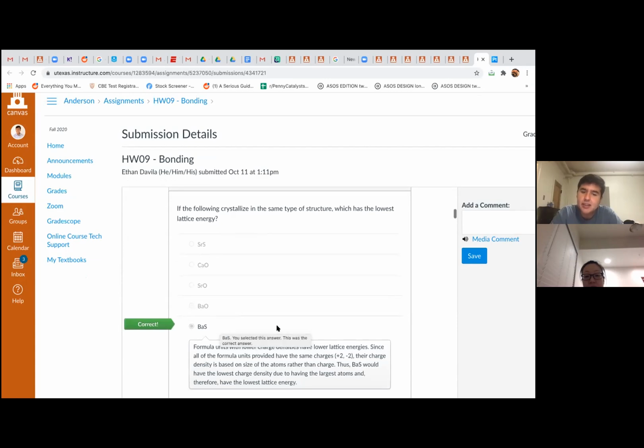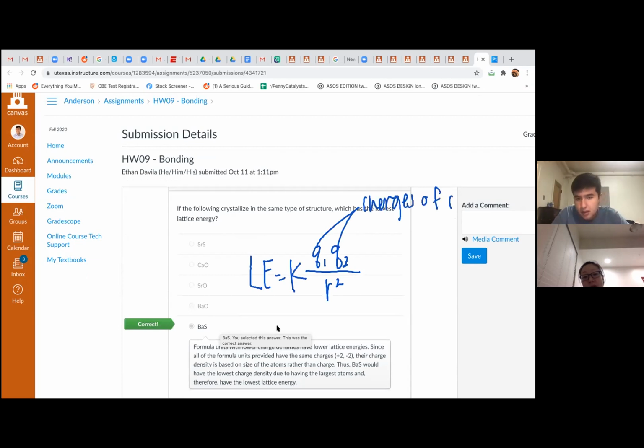Wait, how do you find lattice energy again? So K is a constant. You don't even have to know what that is. These are charges of ions, and these are actually absolute values. So if you look at strontium and S, this is +2 -2, this is +2 -2, +2 -2. How do you know that? Because I've memorized it.